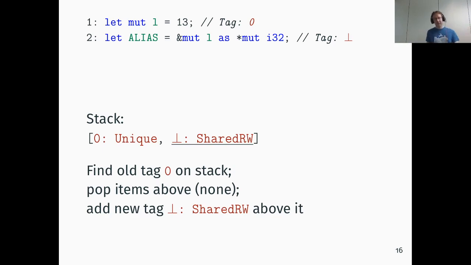We are marking it not as unique, but as shared read-write, because the raw pointer itself is completely okay with other accesses happening. So this reflects the fact that there is something here that is allowed to access this location, and it doesn't make any assumptions about reads or writes happening by anyone else.